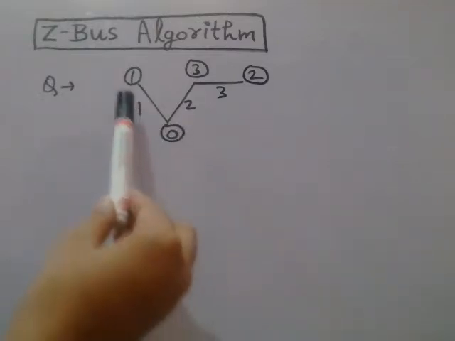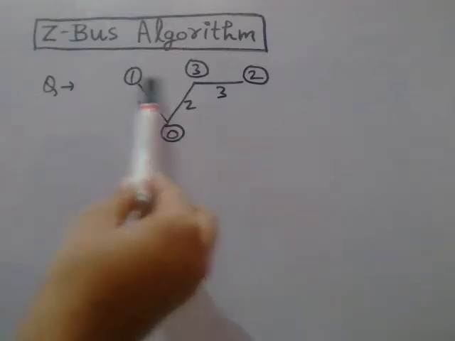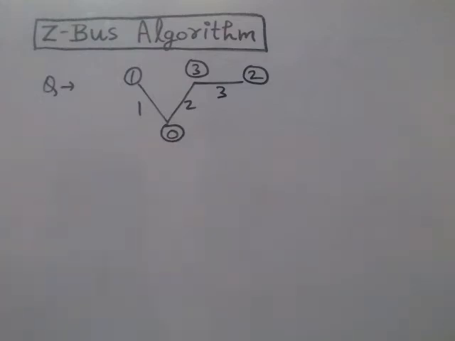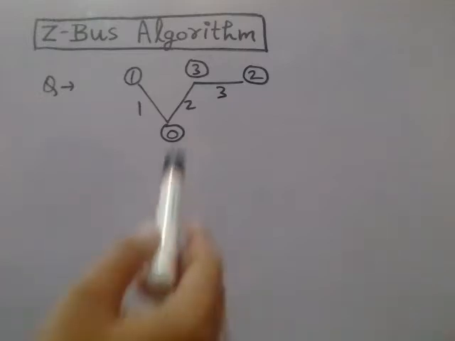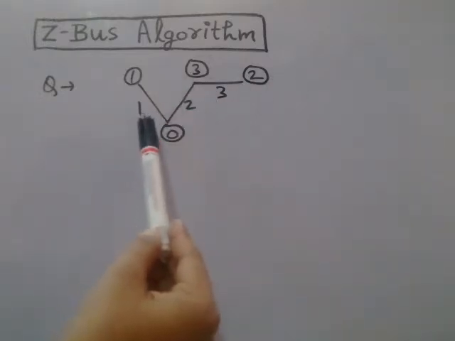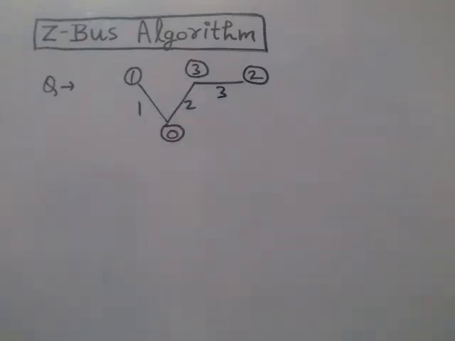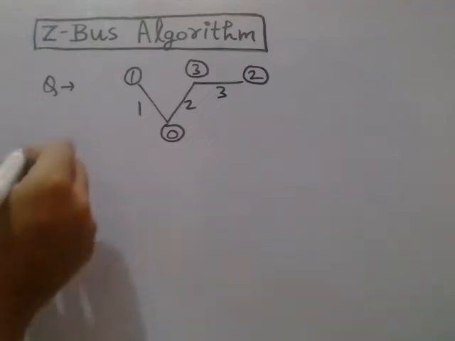So bus numbers are 0, 1, 2 and 3. These circle numbers are basically the bus numbers, right? And these 1, 2 and 3 are basically branch impedances, right? Branch impedances. So you have to find the bus impedance matrix of this given network. So how to solve this particular numerical? Let us see now.